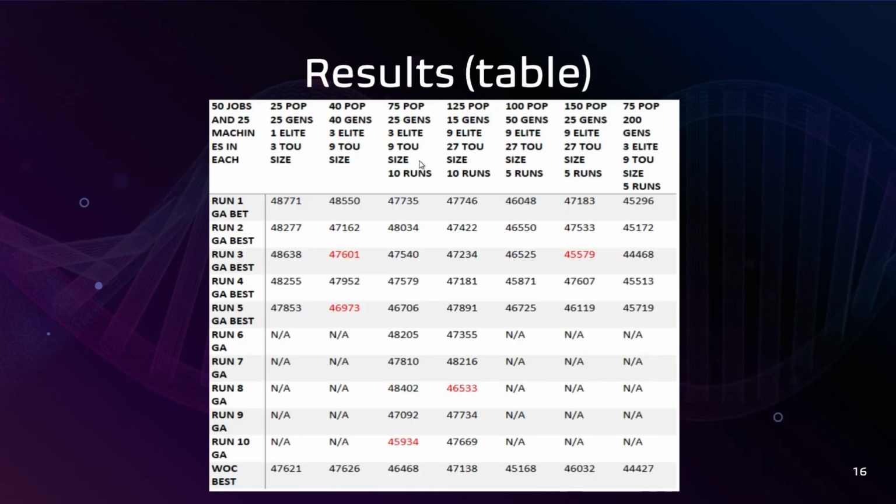So here we have a results table where we varied some of the input variables such as population size, generations, elite count, tournament selection size, and then also the number of runs that the GA ran before the WOC combined their results. So if we look at the first column, the WOC outperformed all of the GA runs, and also in the last column, the WOC outperformed all of the GA runs.